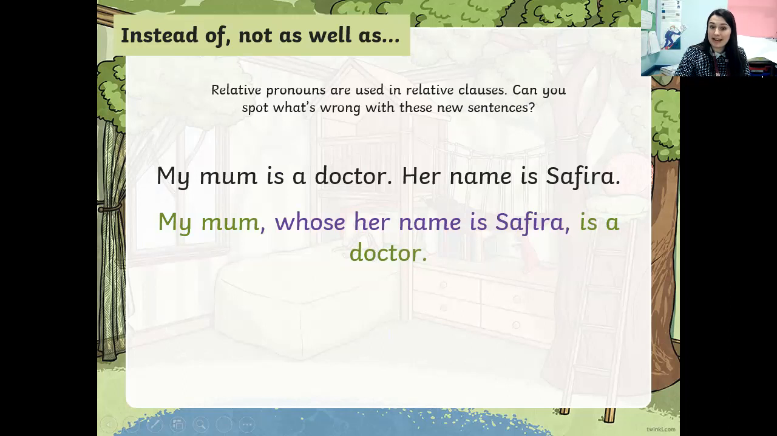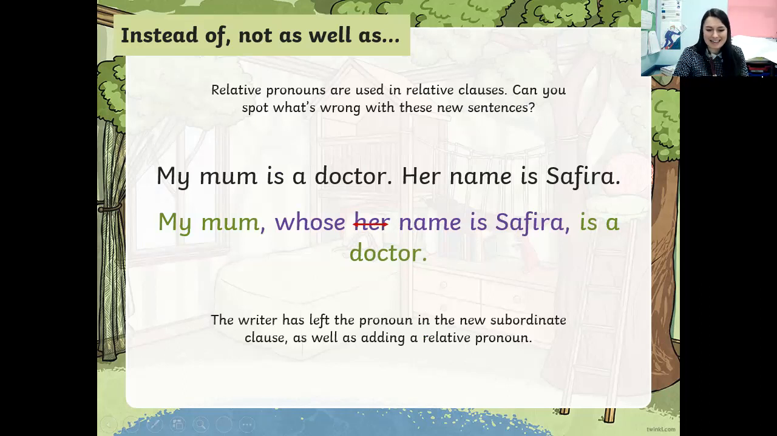Hopefully you've realised that actually this her should have been replaced with the whose. We didn't need both. So it should be: my mum, whose name is Safira, is a doctor. We don't need the pronoun and the relative pronoun.